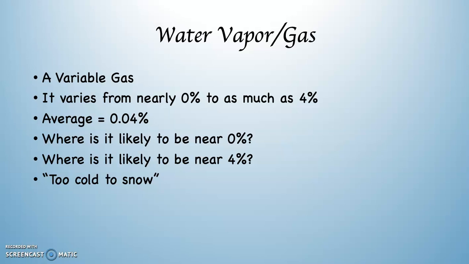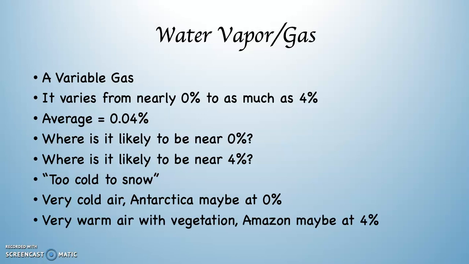Essentially, it's because as the air becomes colder, it becomes denser, which means the air molecules compress together, and there just literally is no place to put a water molecule. So very cold air in places like Antarctica may actually be down to 0%. And believe it or not, very warm air, because warm air expands and that opens up space for water molecules, especially in areas where there's a lot of vegetation, like for example, in tropical rainforests like the Amazon, you may very well find the atmosphere containing 4% in total of water.